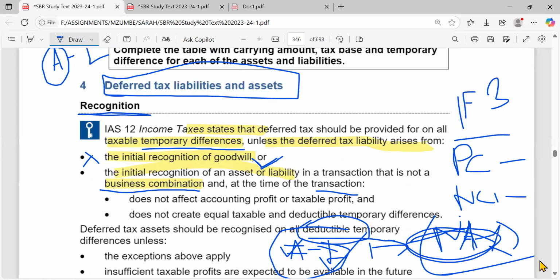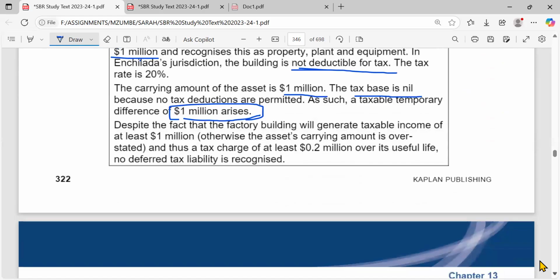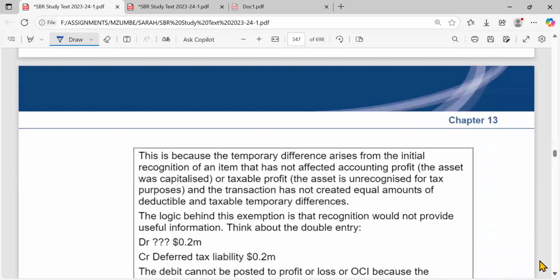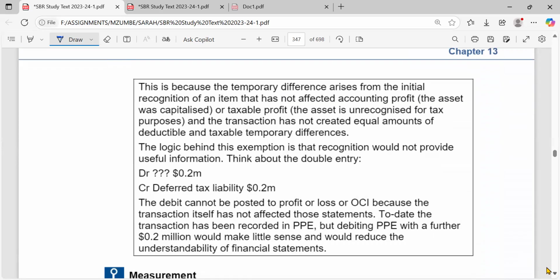Okay. So let's go here. You have seen that already. The standard is explaining this: it is because the temporary difference arises from the initial recognition of an item that has not affected the accounting profit. So I think we have got what we have been speaking of, right? So there is no need to go any further.